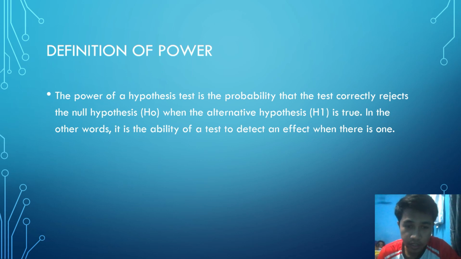Hypothesis testing is a statistical method used to make decisions or draw conclusions about populations based on sample data. It helps assess whether a claim's hypothesis about a population parameter is likely to be true. The power of a hypothesis test refers to the probability that the test correctly rejects a false null hypothesis.